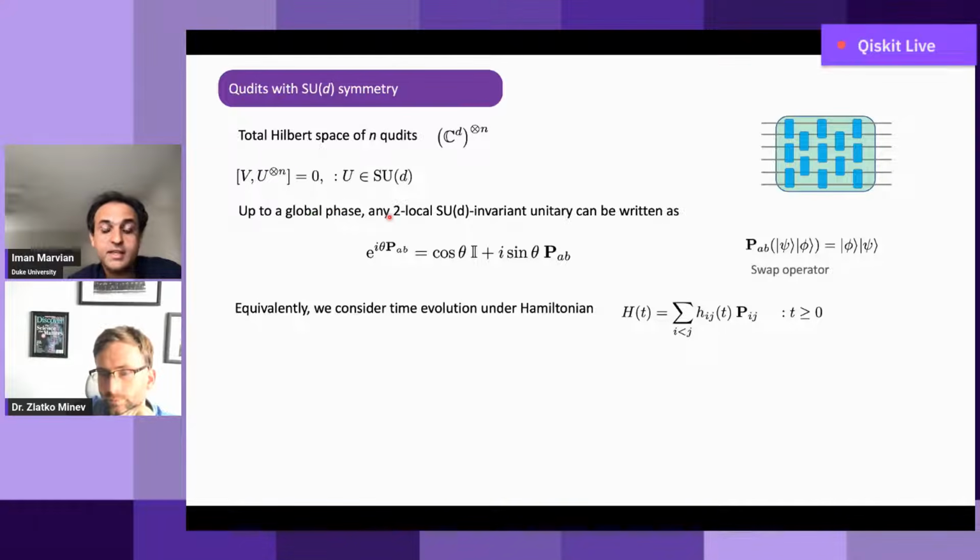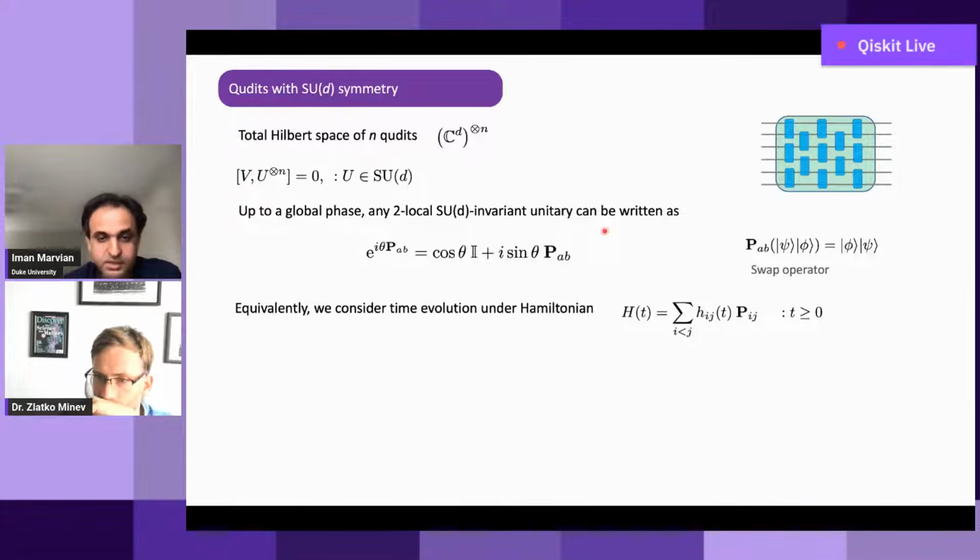It turns out that in this case, two-local unitaries, up to a global phase, can be written in the form e^{iθ SWAP_AB}. So SWAP_AB is essentially the swap unitary, exchanging the states of two systems. And up to a global phase, any two-local SU(d) invariant unitary is in this form.